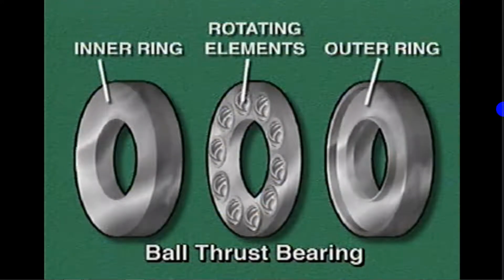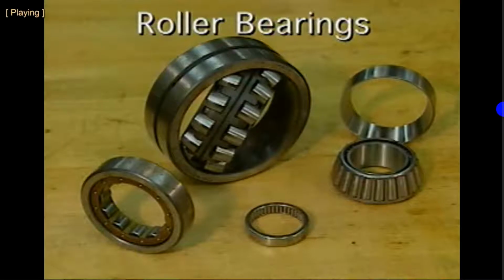In a ball thrust bearing, the inner and outer rings are parallel to each other instead of one inside the other. This placement of the rings allows the bearing to support axial load, but only a small amount of radial load. The other basic category of rolling contact bearings is roller bearings.